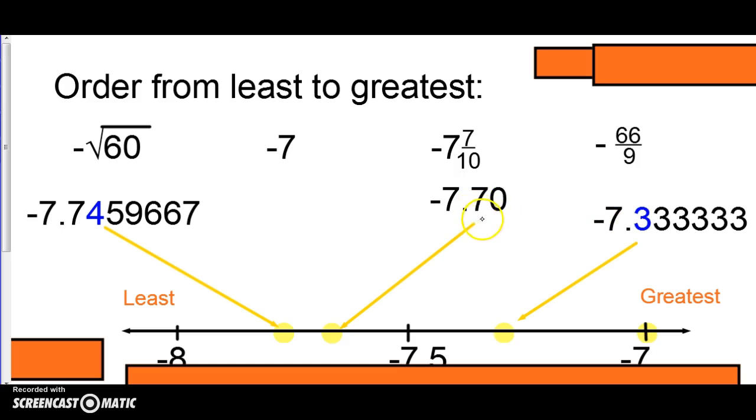Then -7.0 would come first, because -7.74 would be your least. Even though it looks like the greatest, because of that negative sign, it's actually further away from 0.